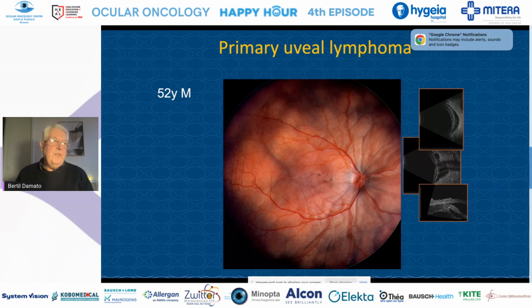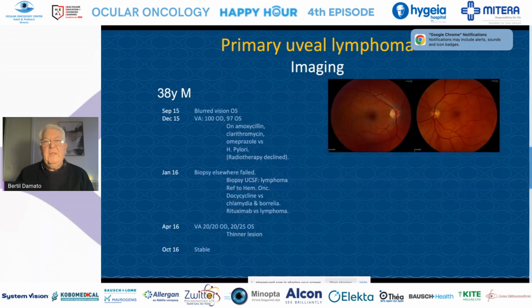So I'd like to say a few words about uveal lymphoma. This is totally different from the aggressive, large, diffuse B-cell lymphoma that you see with retinal lymphoma, because the uveal lymphomas are low-grade, indolent, mild, extranodal marginal zone lymphomas with a very good prognosis for survival. And here are the clinical features.